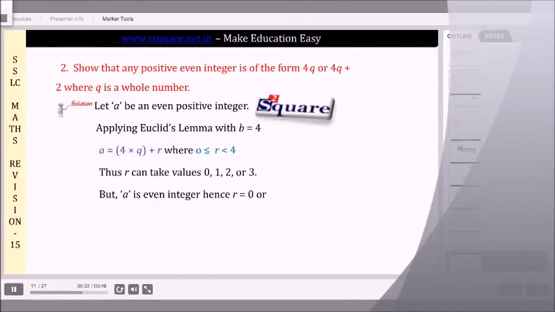But A is an even integer, hence R is equal to 0 or 2. Hence A is equal to 4Q or A is equal to 4Q plus 2 respectively. So these are the even positive integers.